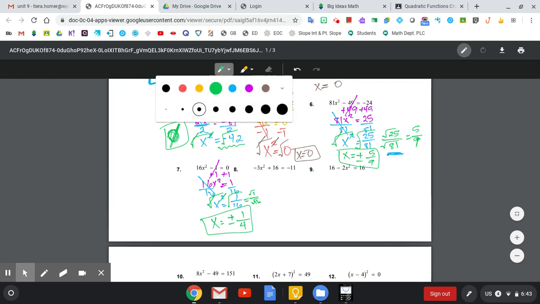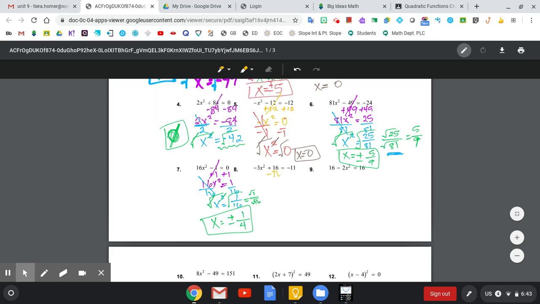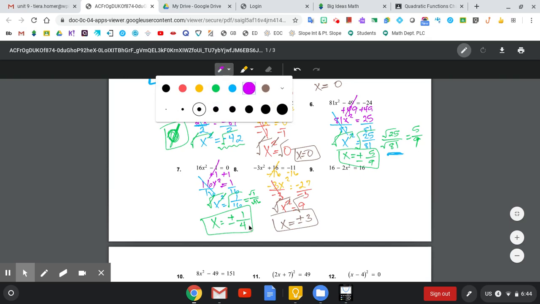All right, so on number 8, the first thing you should have done is subtract 16 from both sides. So you get a negative 3x squared equals a negative 27. Then we should divide both sides by negative 3. So x squared equals a negative divided by negative is a positive, positive 9. Our next step, we're going to take the square root. Since I'm taking the square root of a positive, I know I should have a plus and a minus 3. Okay, check yourself, see how you did on that one. Number 9.